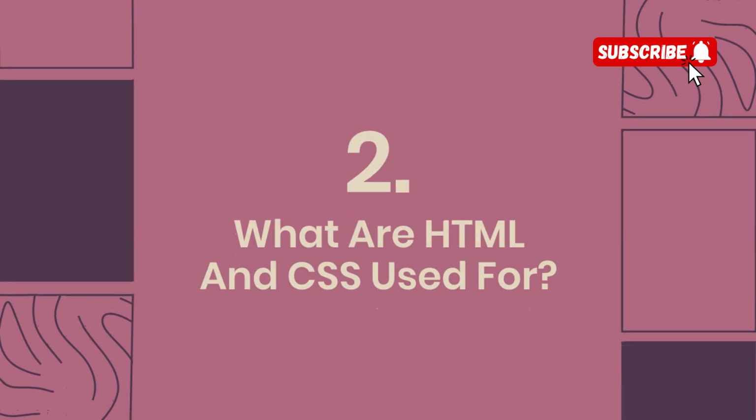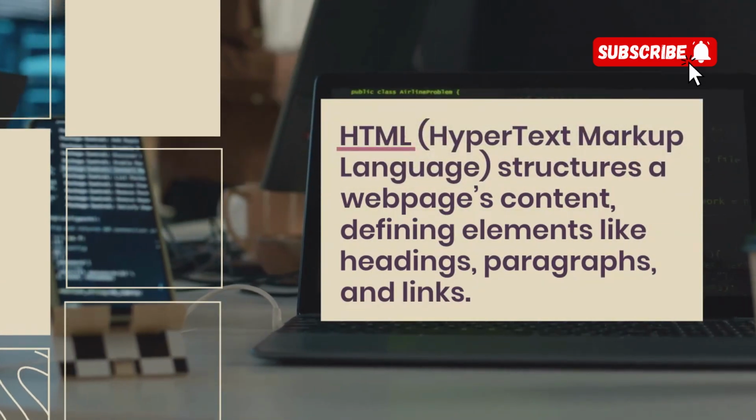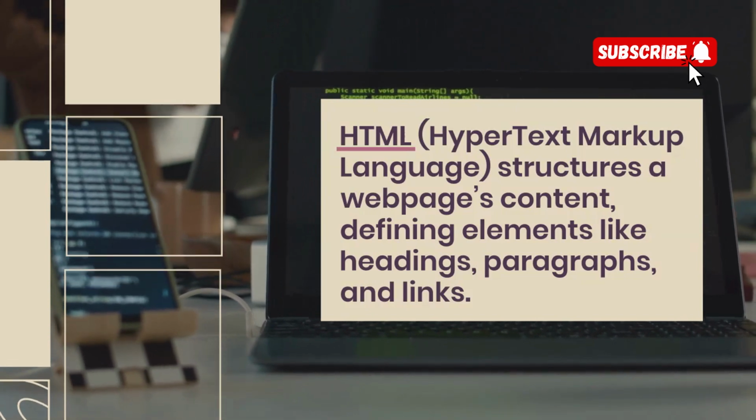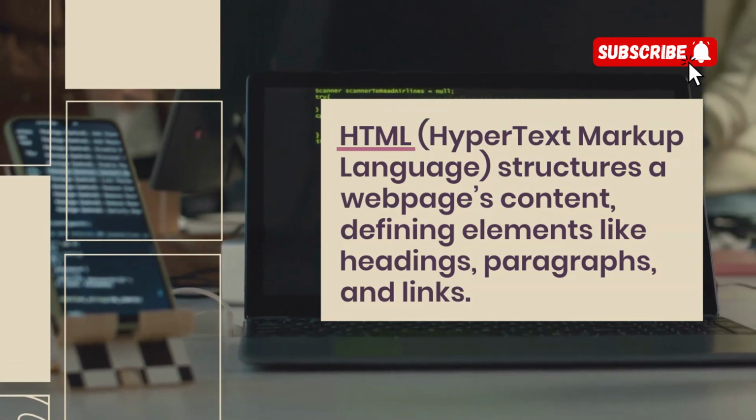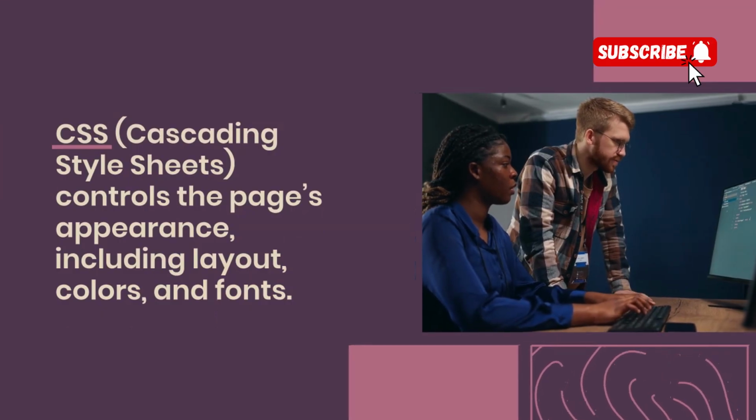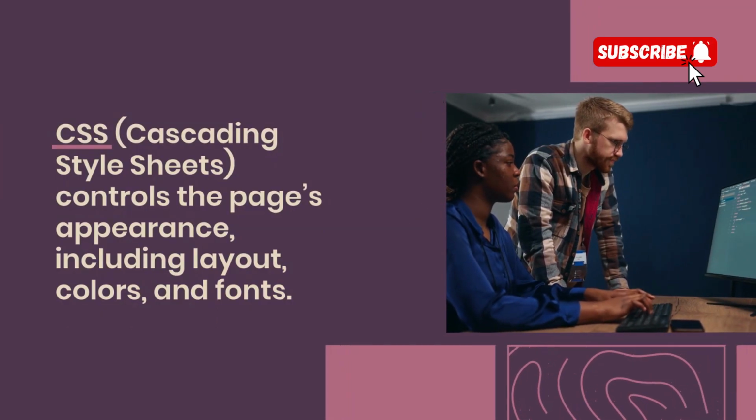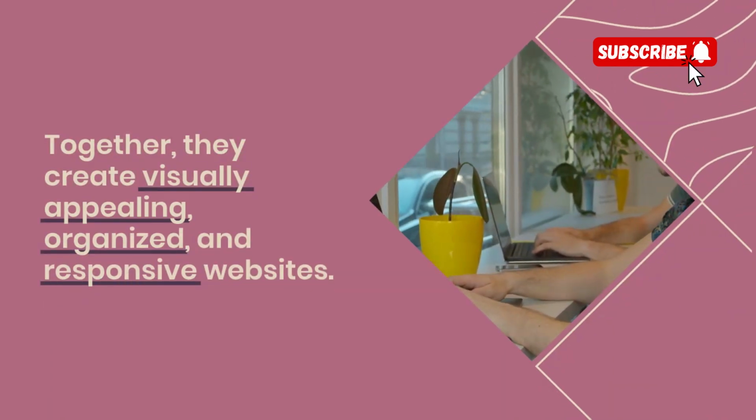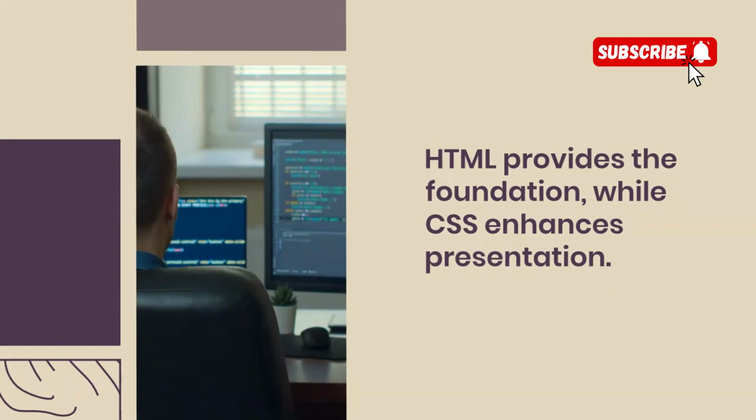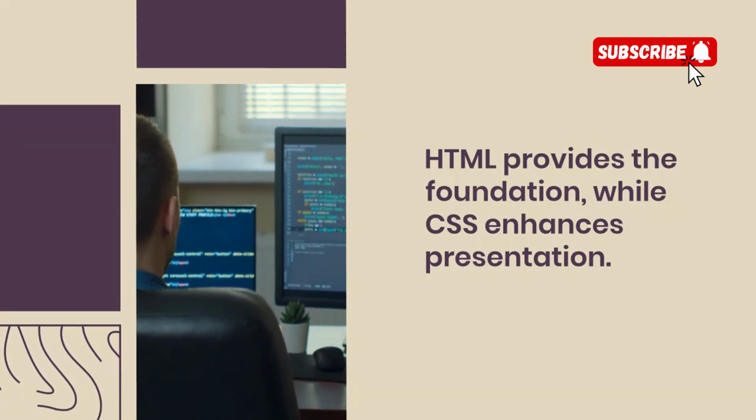2. What are HTML and CSS used for? HTML, hypertext markup language, structures a web page's content, defining elements like headings, paragraphs, and links. CSS, cascading style sheets, controls a page's appearance, including layout, colors, and fonts. Together, they create visually appealing, organized, and responsive websites. HTML provides a foundation, while CSS enhances presentation.